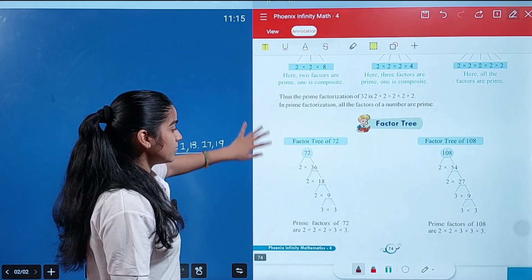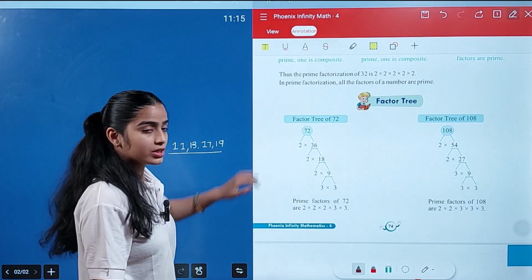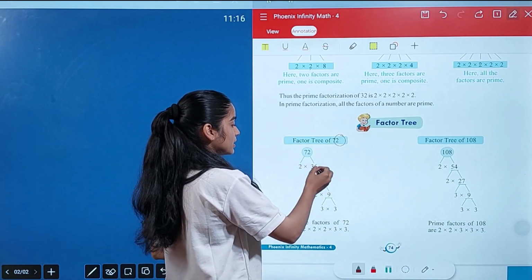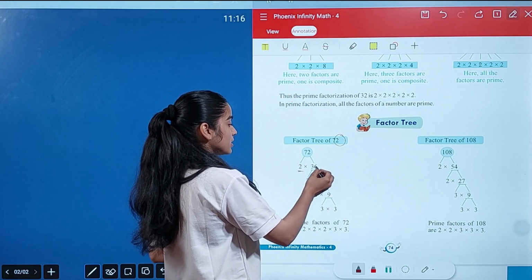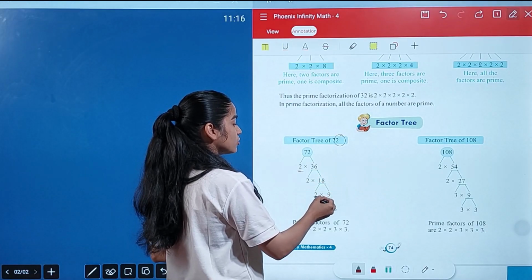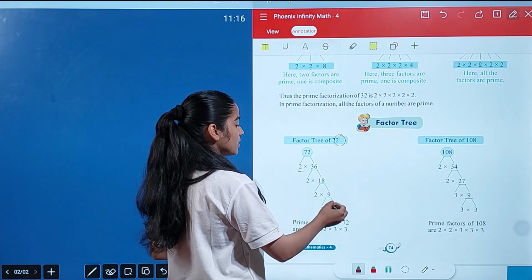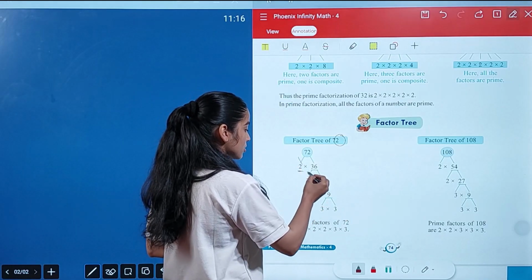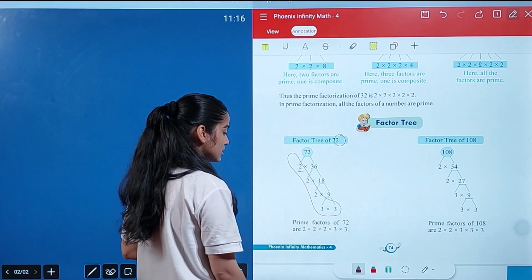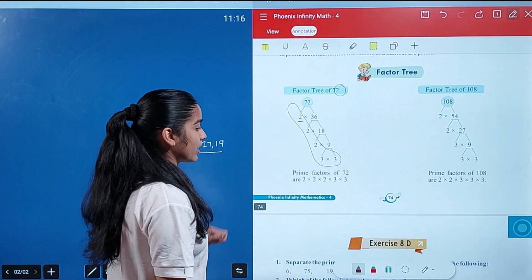For a factor tree, how can we make a factor tree for 72? 2 multiplied by 36. 2 is a prime number. Then 36 will be converted to 2 multiplied by 18. Then 18 will be converted to 2 multiplied by 9. Then 9 will be converted to 3 multiplied by 3. So these are all prime numbers. You have to consider this. So these are your prime factors.